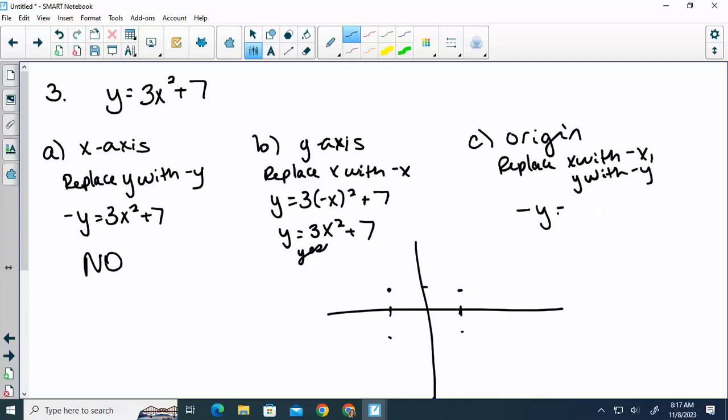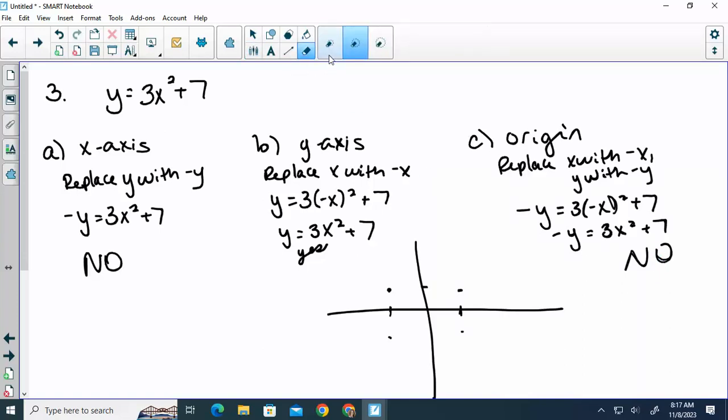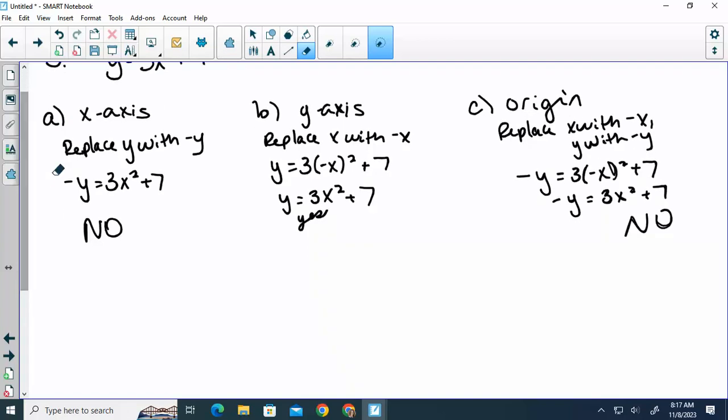So if I do that, a negative squared is positive, but there's still nothing I can do to get rid of that negative on the y. So this is a no. So this graph is symmetric to the y-axis only. That's the algebraic method of doing it, but I didn't specify. I just said determine if it's symmetric.